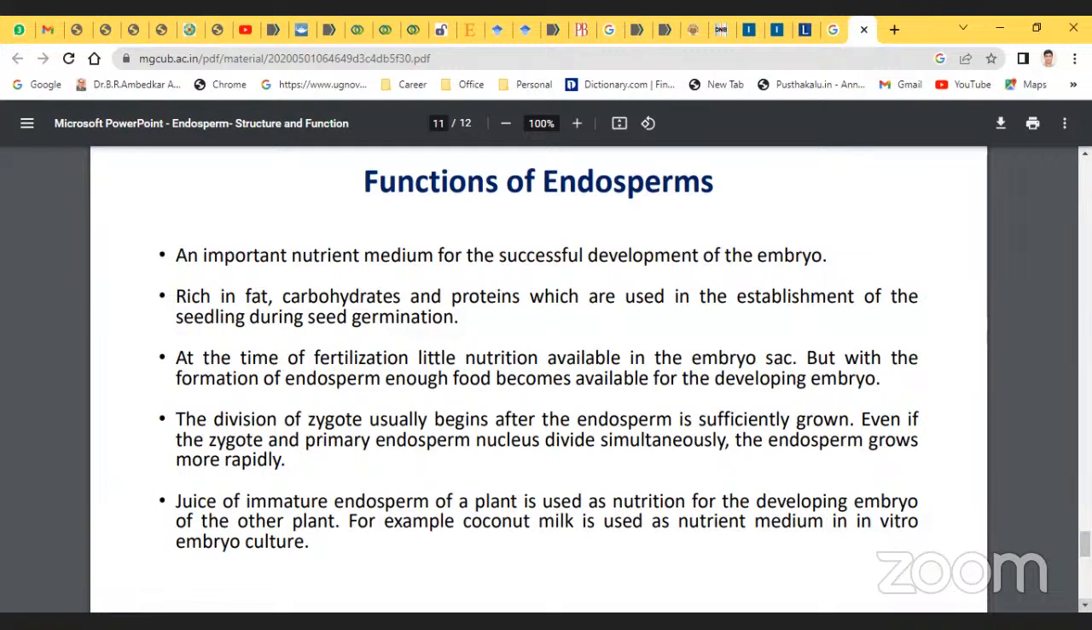Next, rich in fat, carbohydrates, and proteins, which are used for the establishment of the seedlings during seed germination. At the time of fertilization, little nutrition is available in the embryo sac, but with the formation of endosperm, enough food becomes available for the developing embryo. Clear? Do you understand this third point?